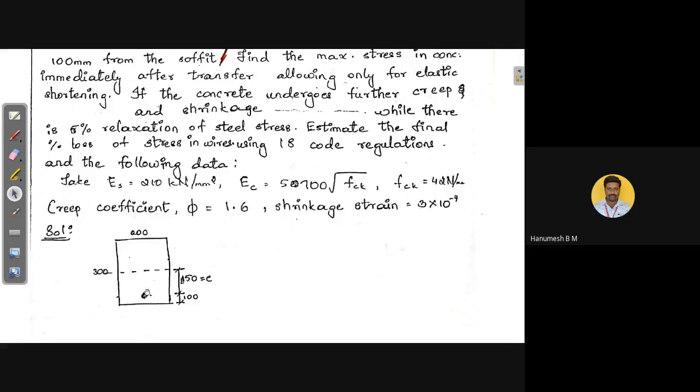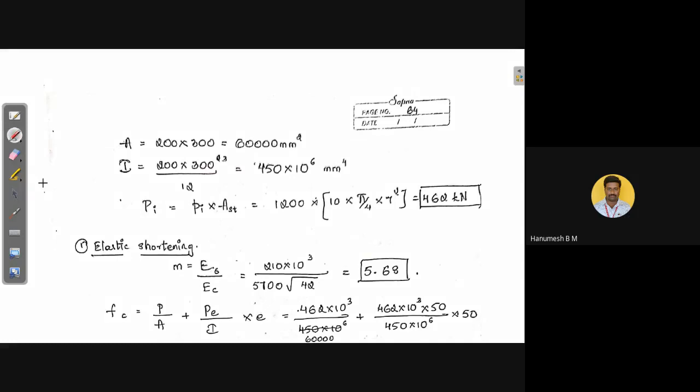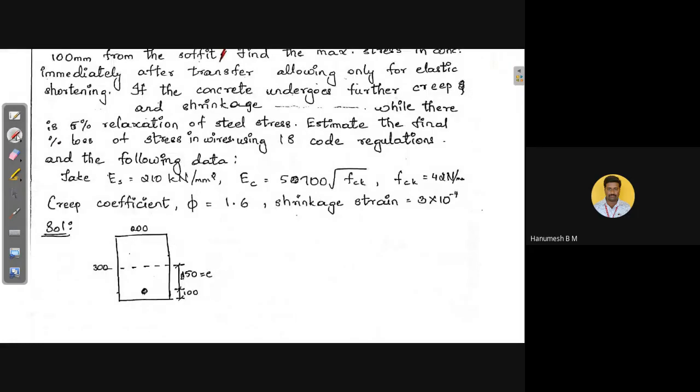It implies that the distance between the CG of the concrete and the CG of the steel is equal to 50 mm, because half the depth is 150, and 150 minus 100 will be equal to 50 mm. Now, in this case, the eccentricity is equal to 50 mm. Okay. Now, the eccentricity is equal to 50 mm.